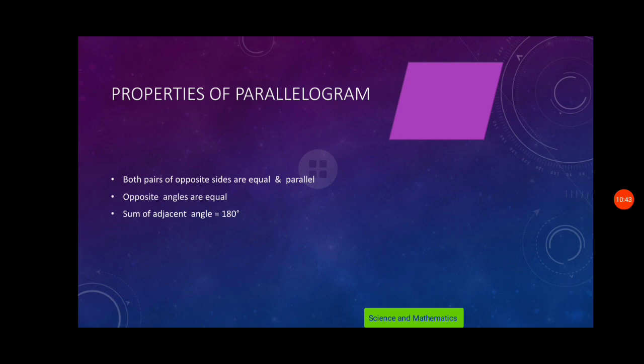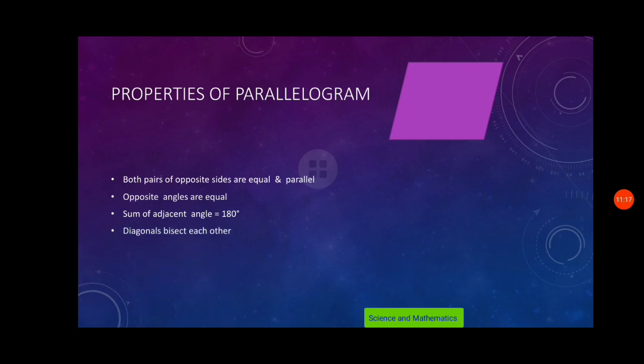Now the sum of the adjacent angles is equal to 180 degrees. That is, the adjacent angles form a linear pair. That is, angles A and B form 180 degrees, and angles C and D will also form 180 degrees. Like this only. Now we can understand that opposite angles will also be equal, and the sum of the adjacent angles will be 180 degrees. These are the properties of the parallelogram, and let's move on to our next property.